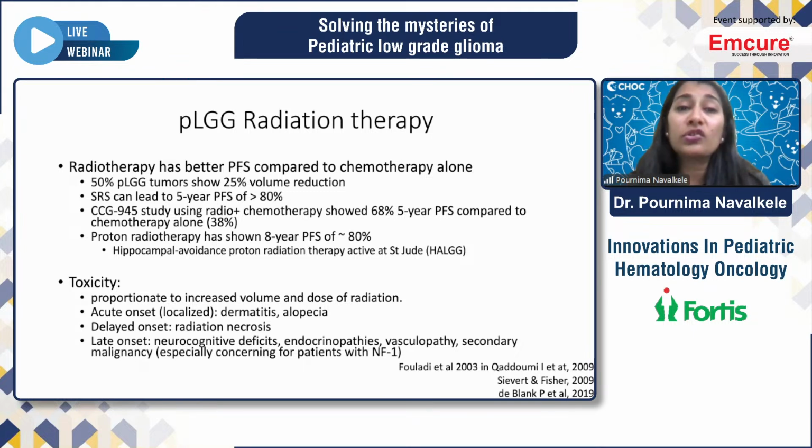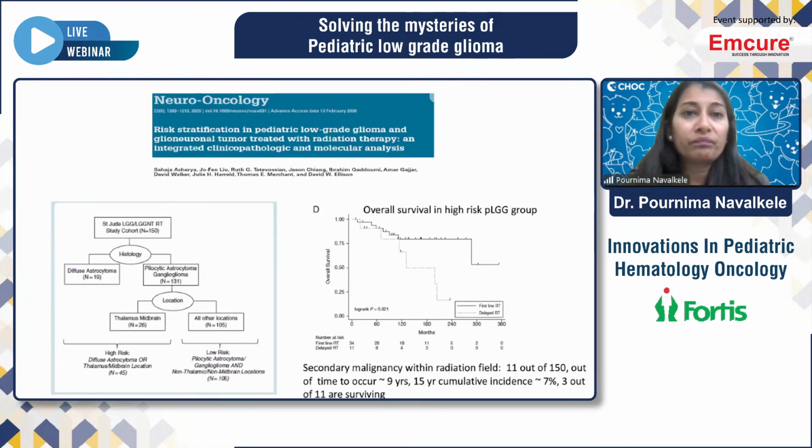SRS, which is radiosurgery, can actually lead to 5-year progression-free survival of more than 80%. But the toxicities are equally concerning, right? Because we are talking about a chronic disease, the patients and the families have to deal with the toxicities, not only from the tumor but also from the treatment. It increases with increased volume and dose of radiation. There are acute onset, delayed onset, and late onset toxicities, and the late onset ones are the ones which can be debilitating.